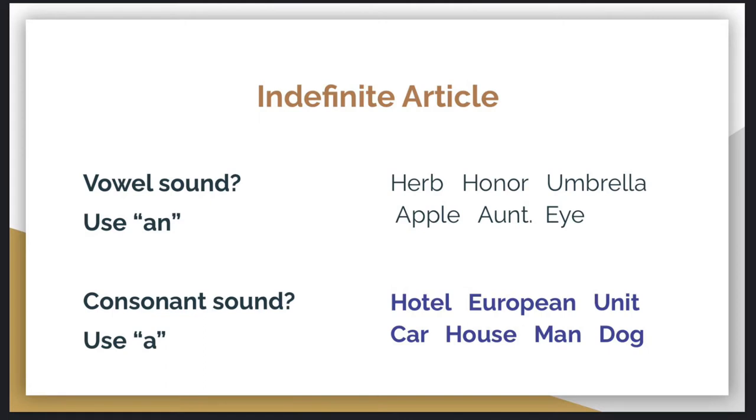Umbrella. An umbrella. Apple. An apple. The next word has two pronunciations. You can say aunt or you can say aunt.